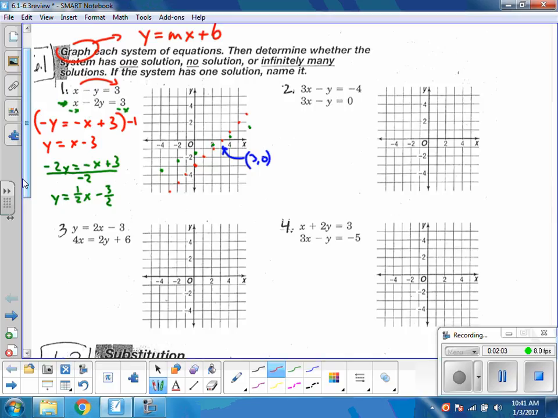Why don't you try that for number 2? I'm going to press pause and let's see how it works.